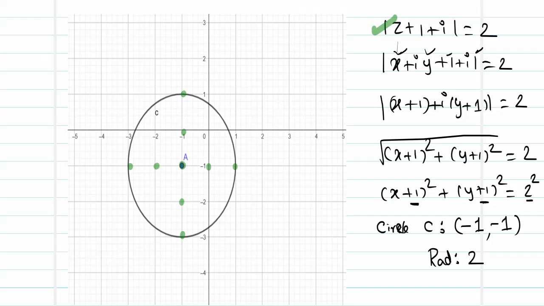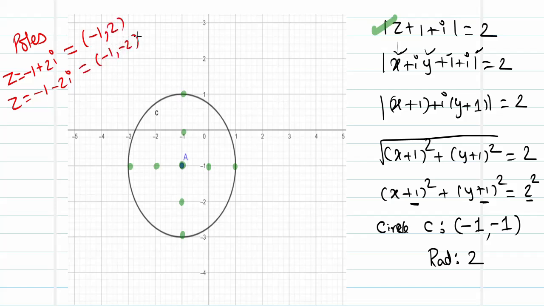What is the next thing? I need to identify the position of the poles. What are going to be my poles for me? My poles are z is equal to -1 plus 2i and z is equal to -1 minus 2i. The first point makes it -1 comma 2, and the second point makes it -1 comma -2. Now let us check the position of these poles. Where is the point -1 comma 2? -1 over here and 2 over here. So this pole is going to lie outside for me.